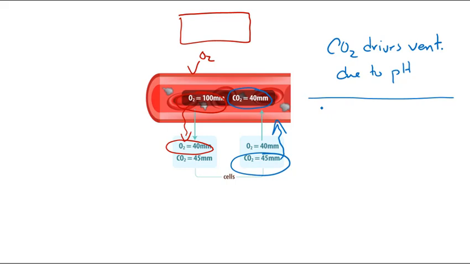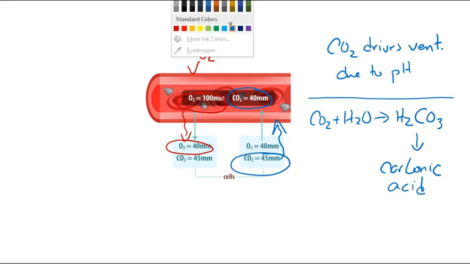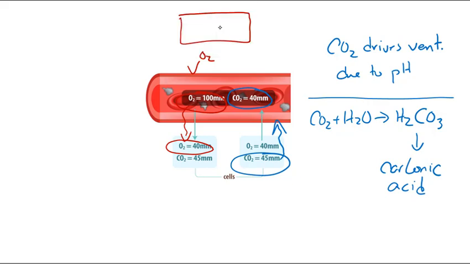You see, when CO2 enters the bloodstream, it binds with water in the blood, and it forms an acid called carbonic acid. Therefore, when CO2 levels rise, more acid is formed. To avoid this, ventilation rates increase as CO2 levels rise, so we can blow off this excess CO2 to avoid acidosis.